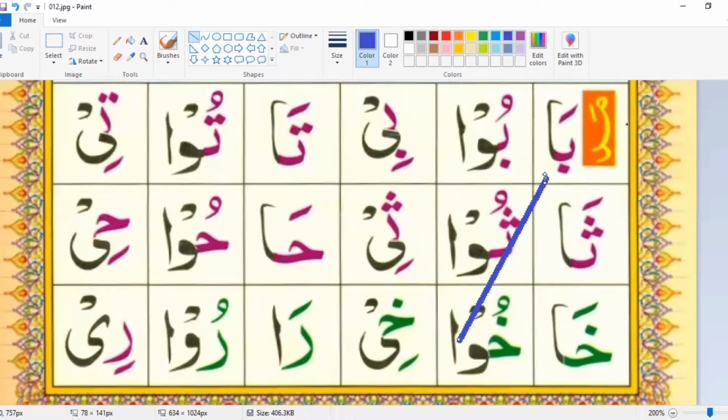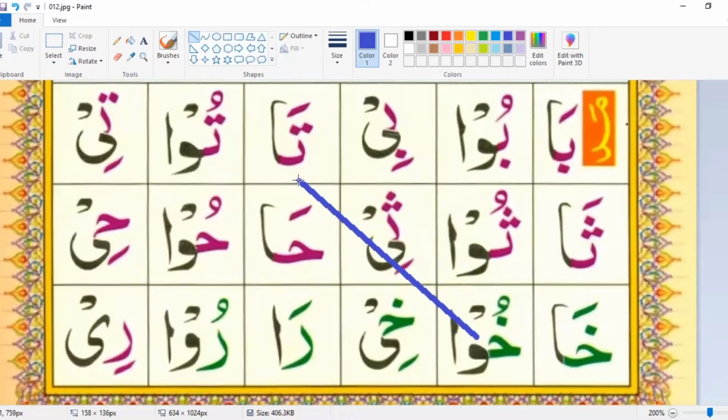The way to read Madda letters is that you have to stretch the letter before Madda letter for two movements. Like Ba Alif Fatha, Ba. Ba Fatha was Ba, Ba Alif Fatha Ba. So you have to stretch a little bit. Ba Waw Dhamma Bu, Ba Ya Kasra Bi. Ba Dhamma was Bu, Ba Waw Dhamma is Bu, Ba Kasra Bi, Ba Ya Kasra Bi. So you have to stretch.